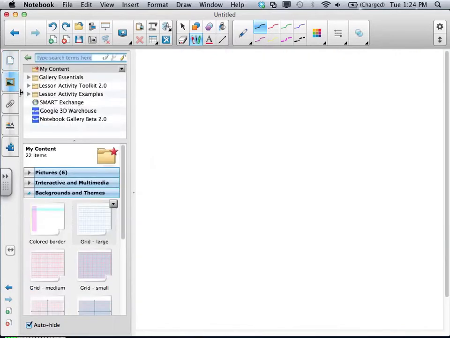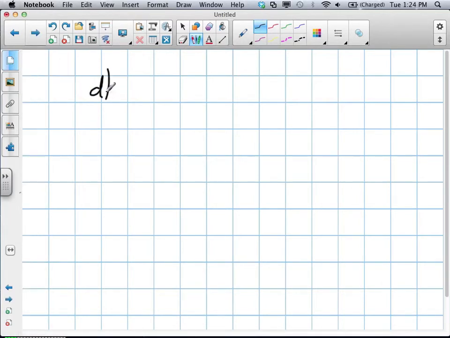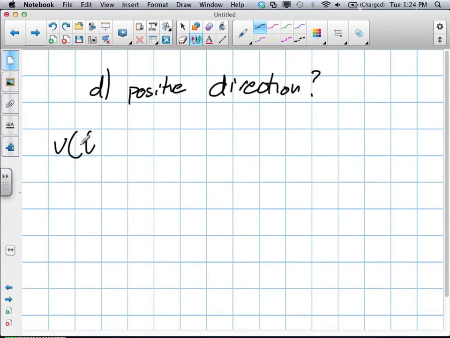I'm going to jump to a new page just to make a little bit of room. That was part C. There's a D to this question. They wanted to know when it was moving in a positive direction. So when is it moving in a positive direction? Well, that's when velocity is positive. We just talked about that. Our velocity formula was 12t minus 3t squared.